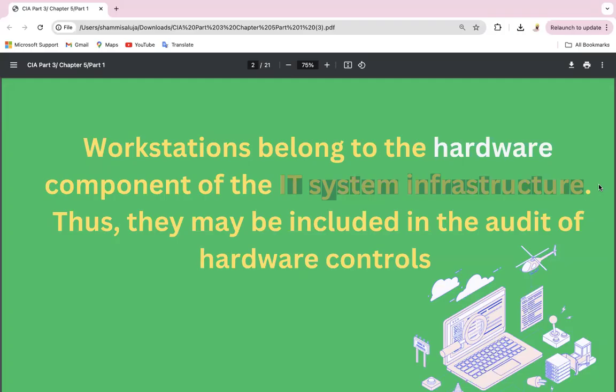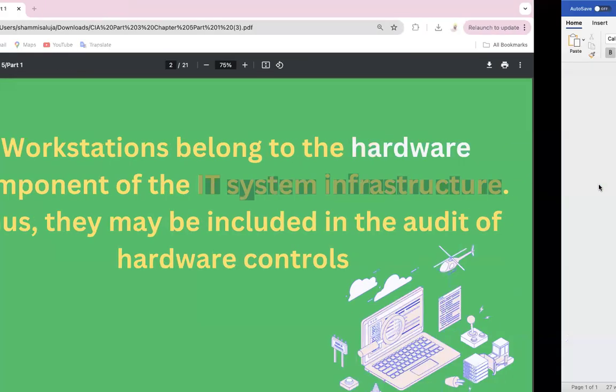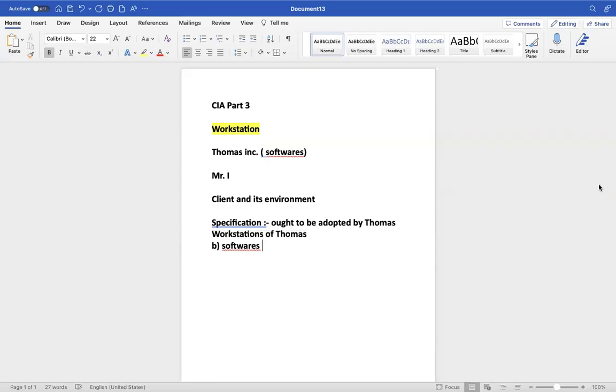So you are supposed to remember three terminologies from the perspective of MCQs: input, output, and hardware. Input plus output controls plus hardware. I repeat one more time: input, output and hardware, for having a clear-cut picture of the workstations of the client for which the audit operations are going to be carried out.